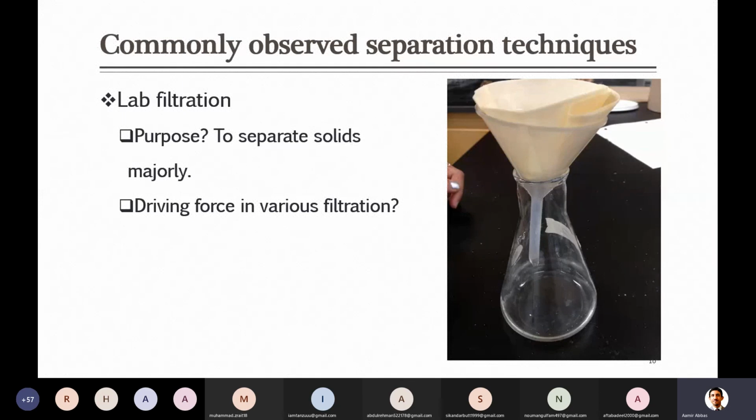By the way, did you observe in the lab one other filtration, which we call vacuum filtration? Did you use it any time, or did you observe vacuum filtration somewhere? Did you use it in some lab? No, sir. Okay, you didn't use it.